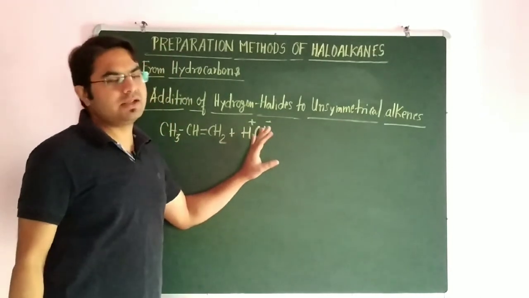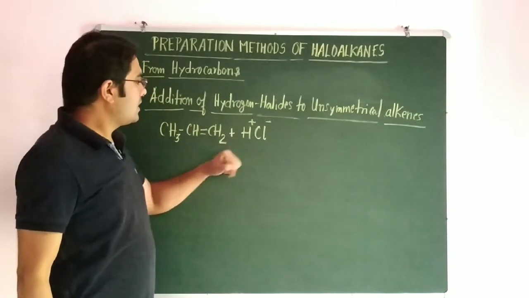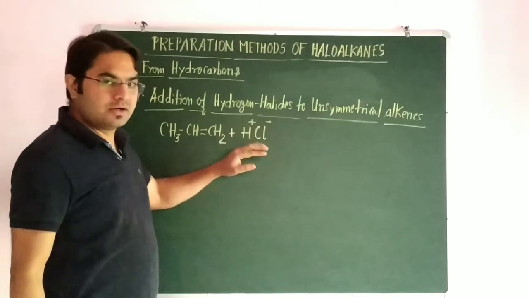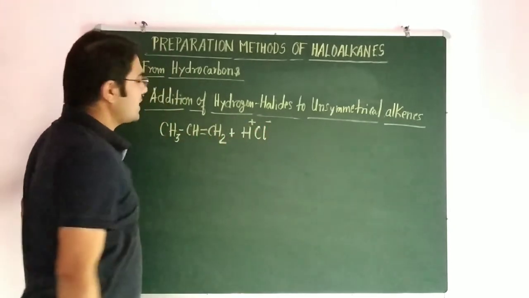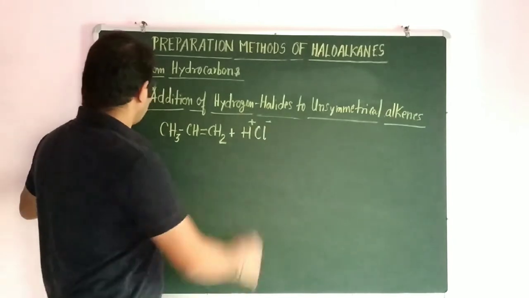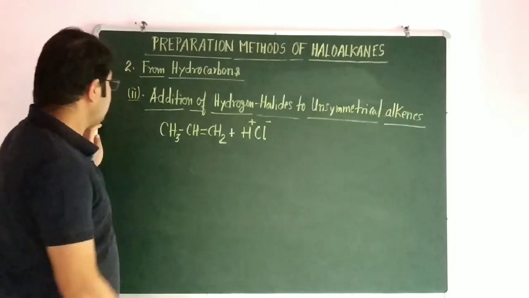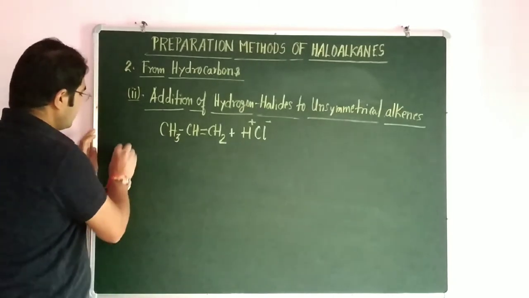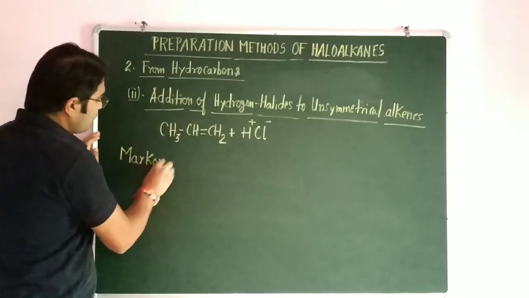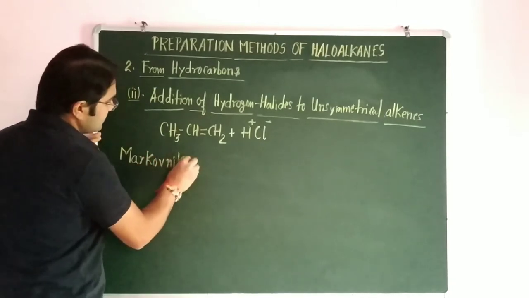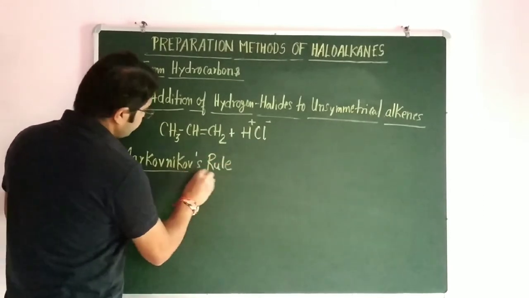specific rule for the addition, because this time we have 3 carbon atoms and it is quite difficult to decide where to add the negative or positive part in this alkene. So this is according to a specific rule which is very important, that is known as Markovnikov's rule. The name of the rule is Markovnikov's. That is, according to Markovnikov's rule.